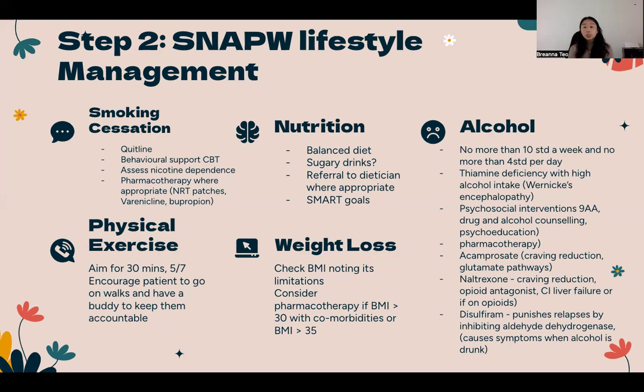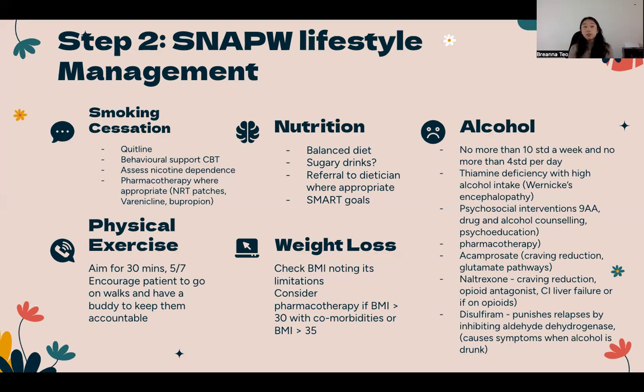N is for nutrition. In our histories, we generally ask, can you tell me a little bit about what you eat and what you drink? Do you have a lot of sugary drinks? Do you have a balanced diet? Do you eat your veggies? How many times a week do you tend to get takeout? We can refer to a dietitian where appropriate as well, and we can apply some SMART goals there if the OSCE is centered around nutrition in particular.